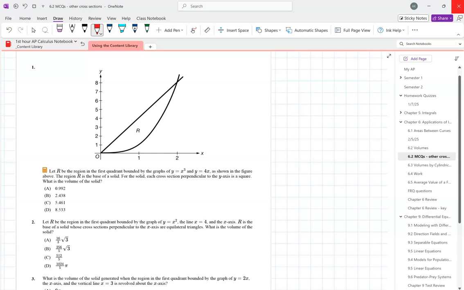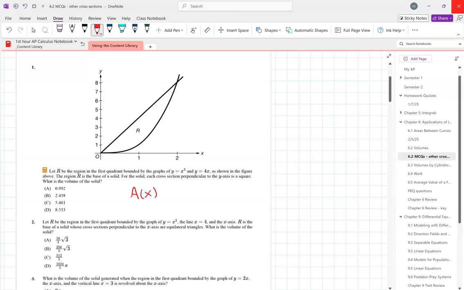All right, so number 1 says, let R be the region in the first quadrant bounded by the graphs of y equals x cubed and y equals 4x as shown in the figure above. The region R is the base of a solid. For the solid, each cross-section perpendicular to the y-axis is a square. What is the volume of the solid?